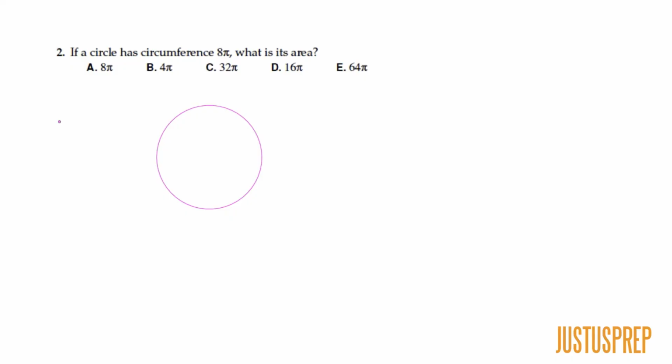Question number 2. If a circle has circumference 8 pi, what is its area? So here we have a circle, and with most circle questions, we have to find the radius. Now they give us the circumference.